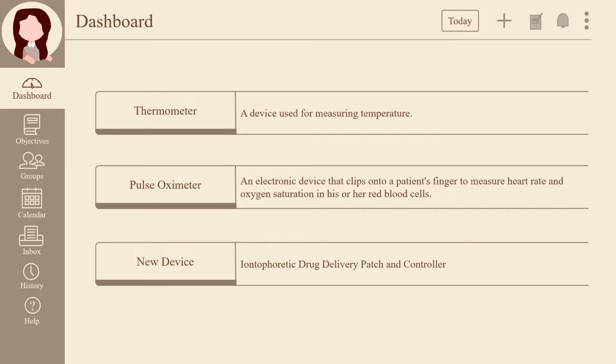For an overview in this discussion, thermometer is a device used for measuring temperature. Pulse oximeter is an electronic device that clips onto a patient's finger to measure heart rate and oxygen saturation in his or her red blood cells. Lastly, the new device that we will discuss is iontophoretic drug delivery pouch and controller.